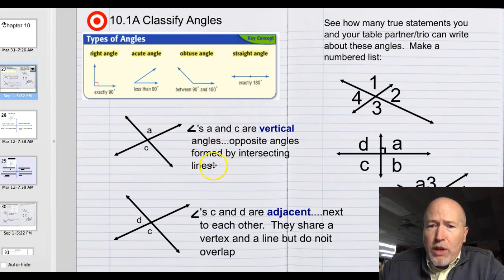We have to know that vertical angles are opposite angles. A and C are vertical. They're opposite and they're equal. If this is 110 degrees, this is 110 degrees. If this is 70 degrees, this is 70 degrees. Adjacent angles are any two angles that are next to one another, like C and D. These two angles are adjacent. D and A are adjacent. A and B are adjacent. C and B are adjacent. And C and D are adjacent.